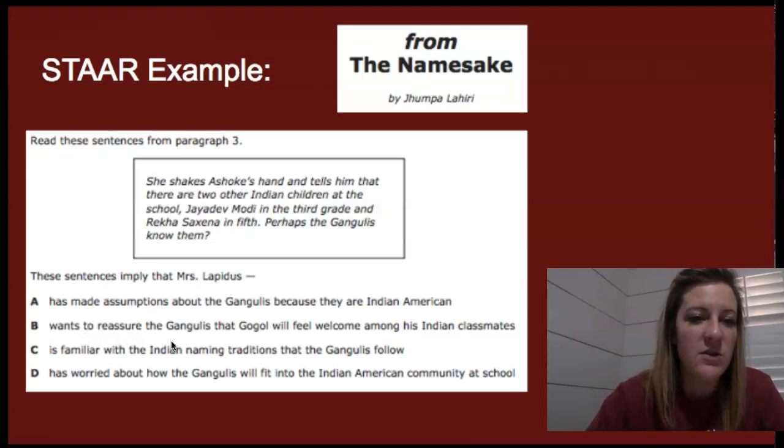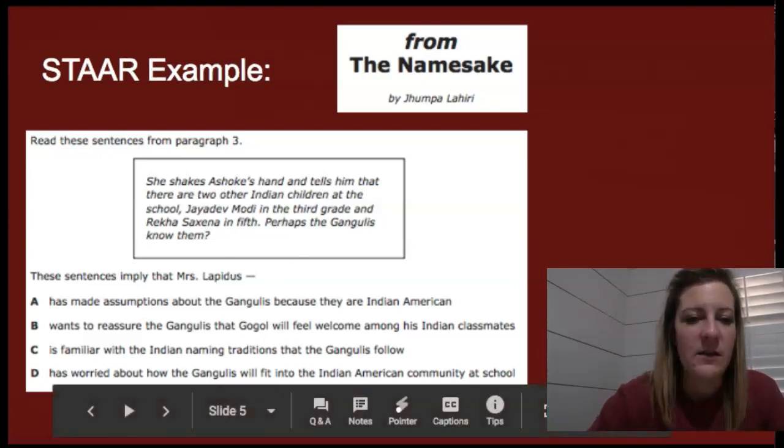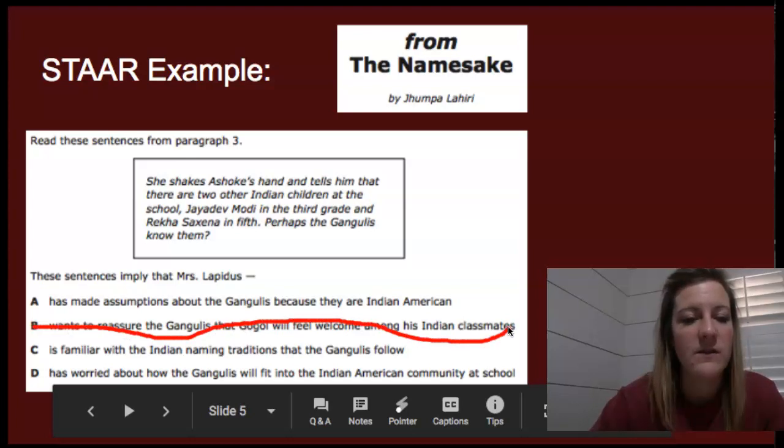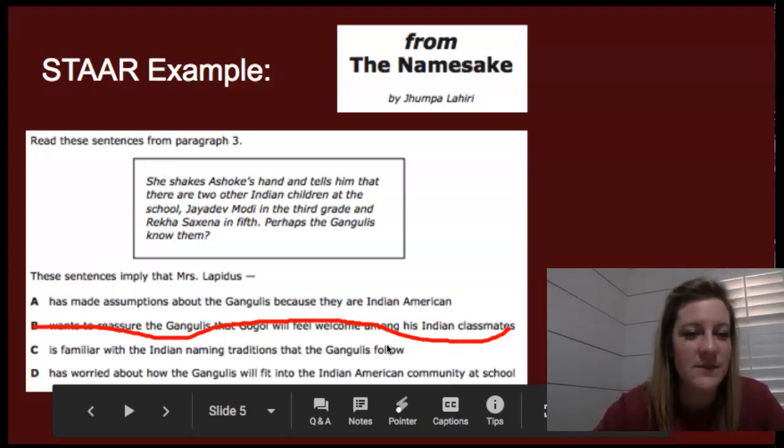B, she wants to reassure the Gangulis that these are weird names, I'm sorry y'all, that Gogoli will feel welcome among his Indian classmates. Based on these sentences, I don't know that we can necessarily conclude that, because of the evidence or lack of evidence that we have. So B is not the correct answer. Answer choice C, she is familiar with the Indian naming traditions that the Gangulis follow. There's nothing about naming traditions in those 3 sentences, so that is not the correct answer.